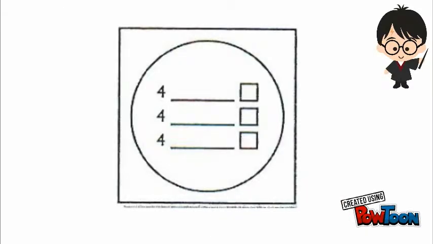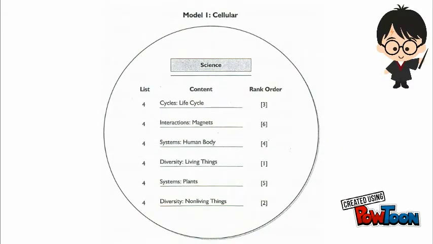Here is the symbol for the cellular model. This is an example of a completed model. The subject is written at the top with the topics listed below. The teacher is able to rank the topics from most important to least important. This is also known as forced ranking.